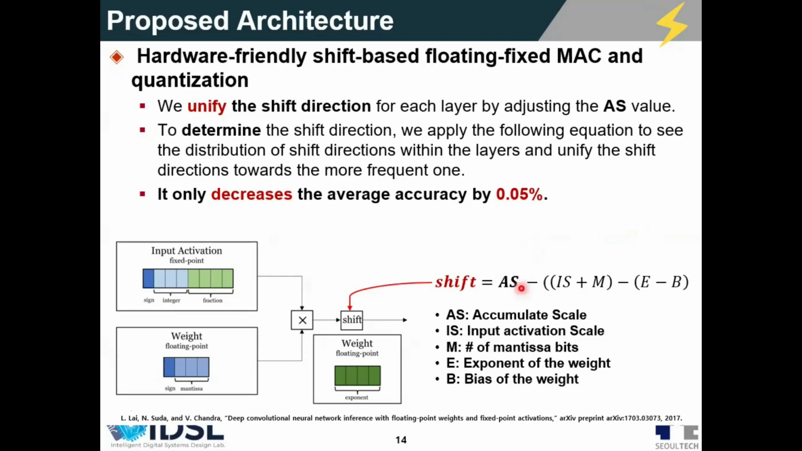As you can see, it consists of AS minus IS plus M minus E minus B, and each variable stands for this information. But after a lot of experiments, we finally realized that if we only change the AS value as similar as possible, then we could minimize the drop of accuracy. It only decreases the average accuracy by 0.05%.